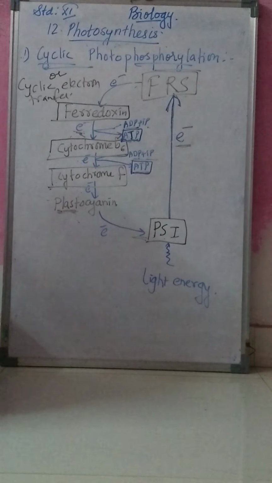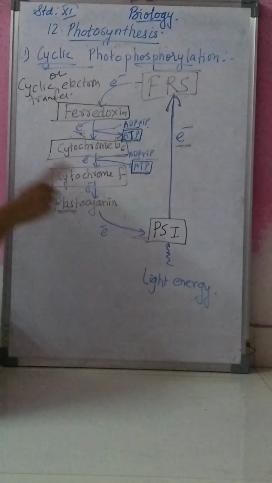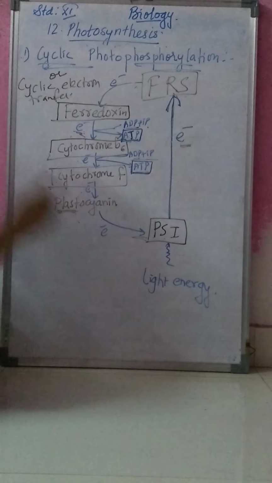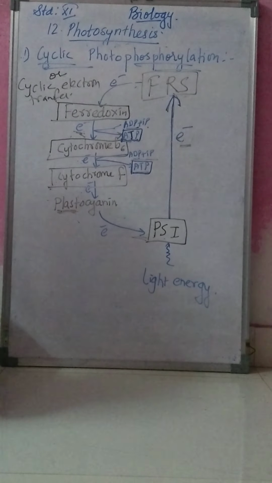Okay, students? So what have we studied? We started with photophosphorylation, and in photophosphorylation we have studied cyclic photophosphorylation, where we have seen the electrons which are emitted by photosystem 1 come back to photosystem 1 in a cyclic manner, and this is known as cyclic photophosphorylation. Thank you.